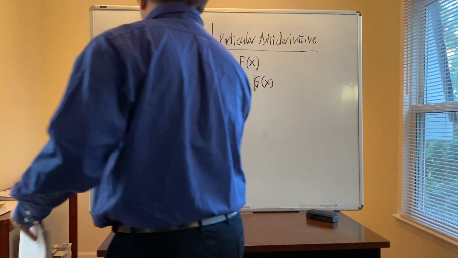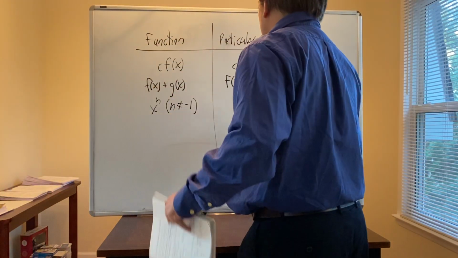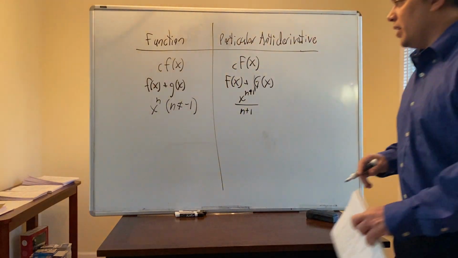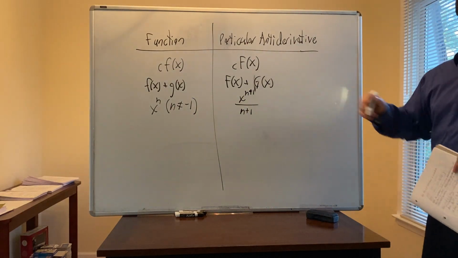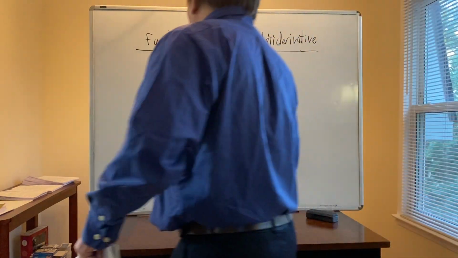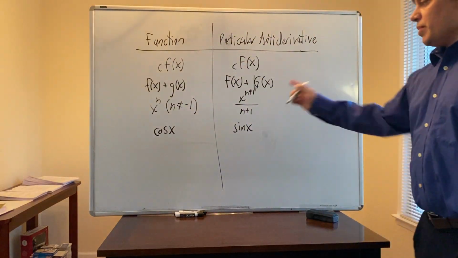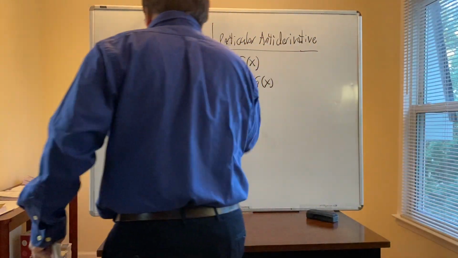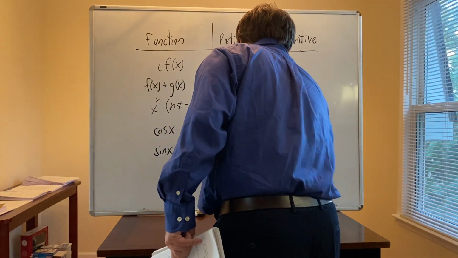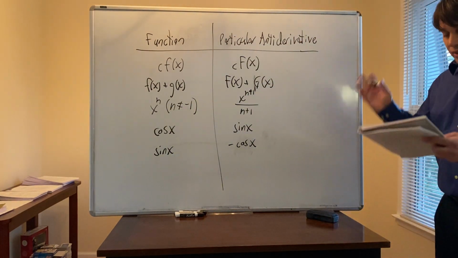Okay. x to the n, where n does not equal negative 1. Then an antiderivative of that is x to the n plus 1 over n plus 1. That is a particular antiderivative. To find all of them, you add a plus capital C afterwards. Okay, and then cosine x, a particular antiderivative is sine x. All of them is sine x plus capital C. If you start with sine x, a particular antiderivative of sine x is negative cosine x.